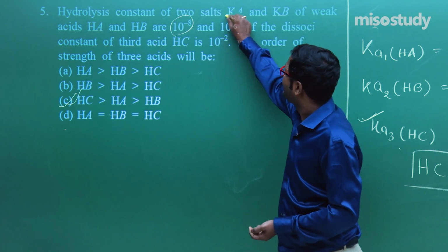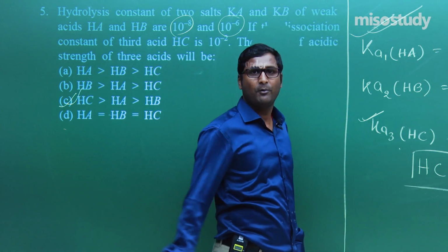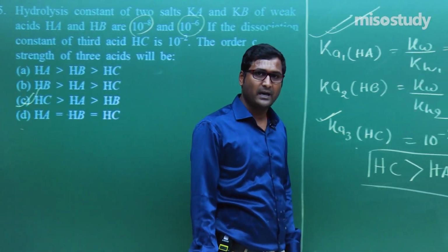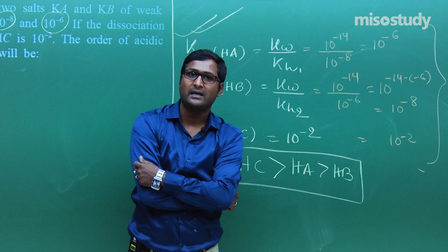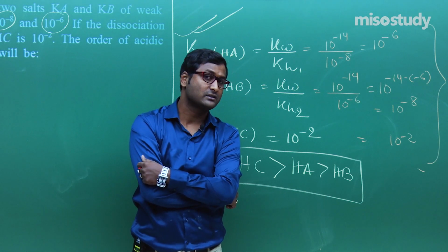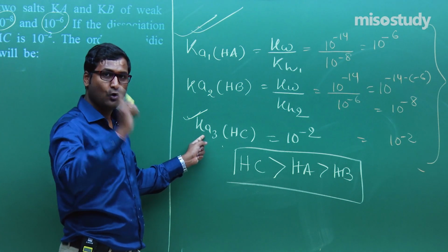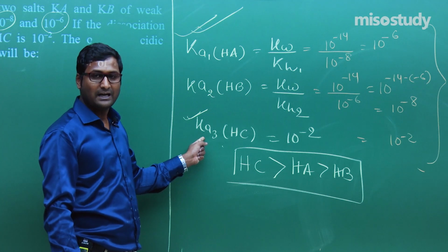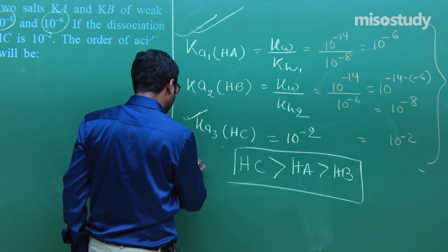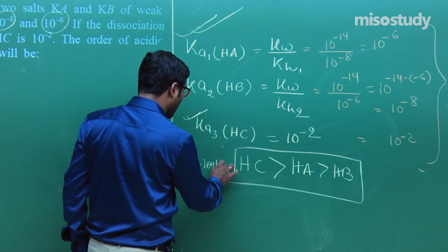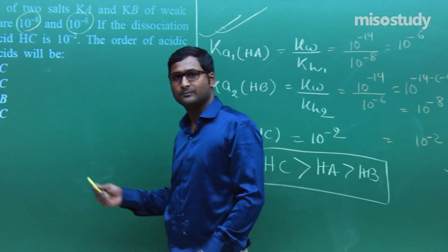Ka1 and Kh2. What is the value of the relation? Ka1 is equal to Kw upon Kh1. Find out the value of K. Higher the value of K, higher is the acidic strength. Lower the value of pKa, higher the acidic strength. Just a different concept. Clear to you? Because we all know pKa is equal to minus log Ka. Do you remember this? Note down, this is one of the best questions here.